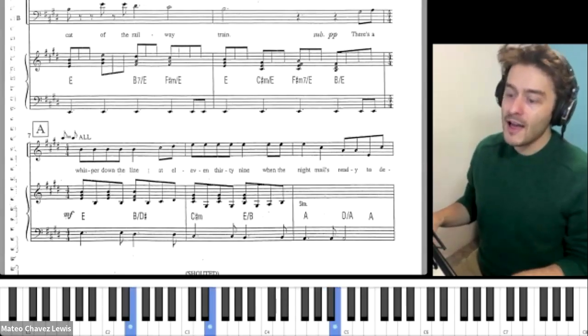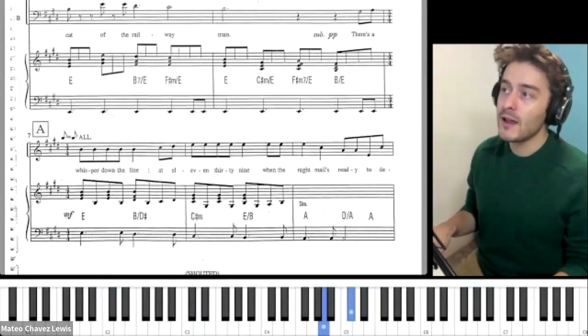There's a whisper down the line at 11:39 when the night mail's ready to depart.